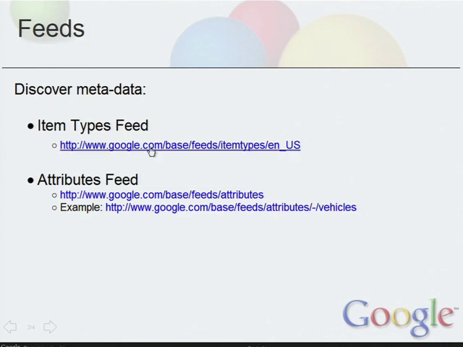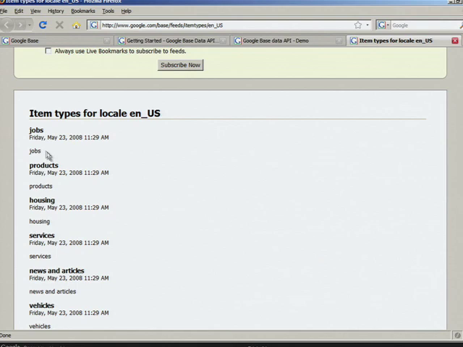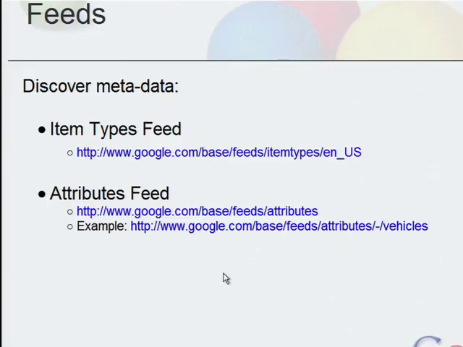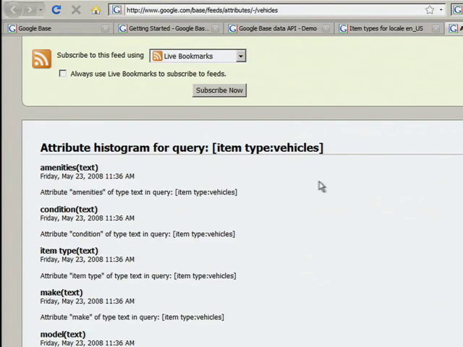The item types feed, so let's take a look at that. These are the recommended item types for the English locale. You can see jobs, products, housing, similar to what we saw on the Google Base front page. And if we want to learn more about a specific item, for instance vehicles, we can use the attributes feed. And this is what that feed looks like.